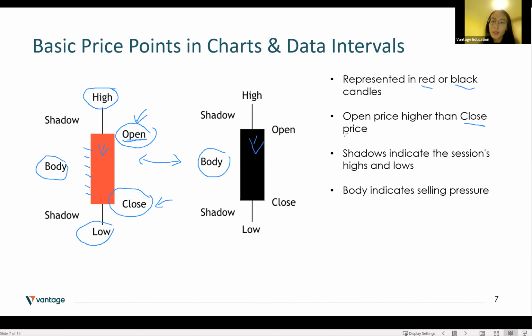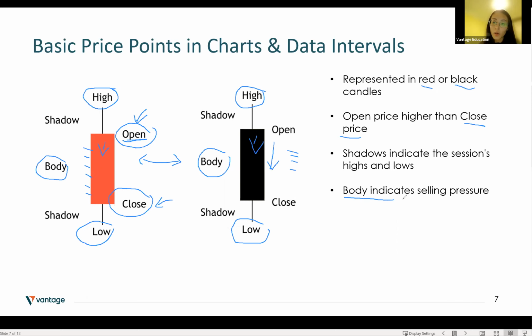So the idea is that in this candlestick pattern itself, you see many sellers coming in and pushing the price much lower. The shadows will indicate the high and low of the session, right? The high of the session is represented by the top wick, and the low is represented by the bottom wick. The body itself indicates selling pressure.